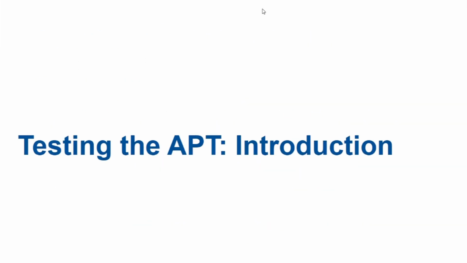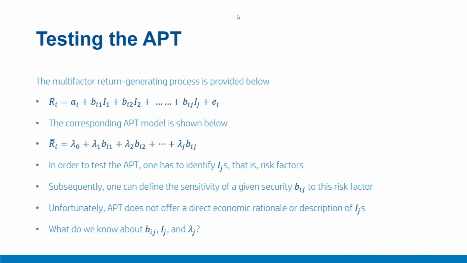Testing the APT, introduction. In this video, we'll examine how to test the APT. As per the APT, the multi-factor return generating process is provided here. The corresponding APT model is provided here. This model, Ri bar equals lambda naught plus lambda 1 Bi1 plus lambda 2 Bi2, and so on up till lambda j Bij, is the equilibrium return as per the APT. In order to test this APT model, one needs to identify these indices Ij. These are risk factors or broad market-wide influences.